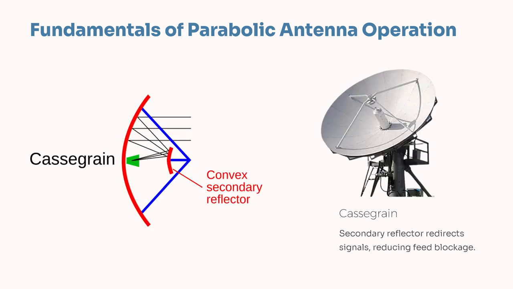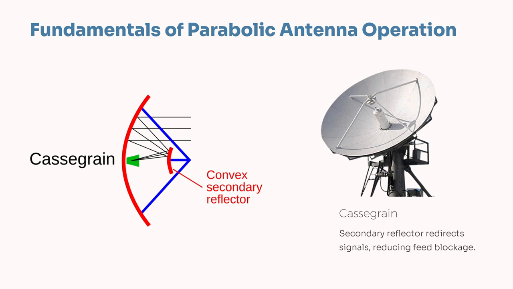The image provided in the slide now shows a Cassegrain antenna setup, which is a variation of the parabolic antenna that includes a secondary reflector. The main red parabolic reflector serves as the primary reflecting surface, similar to a standard parabolic antenna. Its purpose is to focus the incoming or outgoing electromagnetic waves.